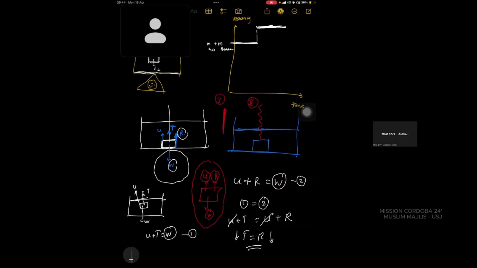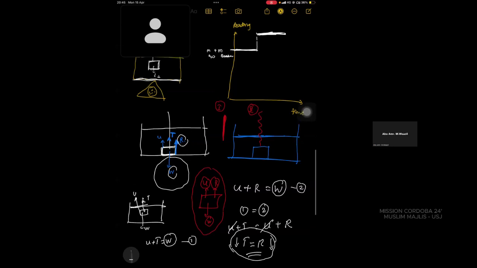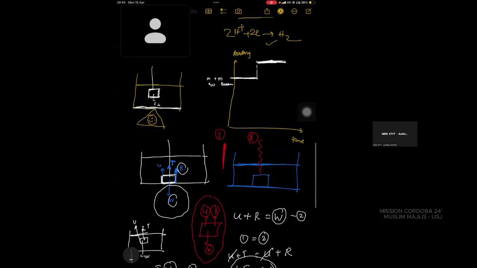Did you all understand that? Initially we had a tension. Then gradually, when I am putting this block down, down, down, when it hits the bottom, tension becomes 0. Means tension should reduce. So here T equals R, which means if T is reducing, R should also reduce. Is that clear? So if you draw the graph, it will reduce. Clear?